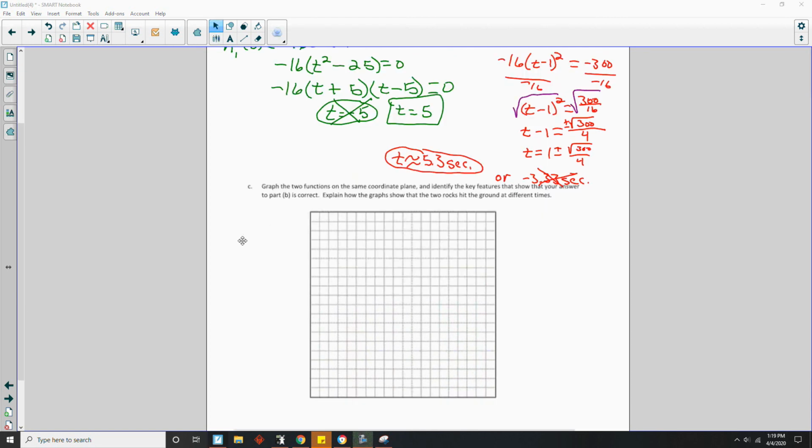Okay, part C says to graph the two functions on the same coordinate plane and identify the key features that show that your answer to part B is correct. Explain how the graphs show that the two rocks hit the ground at different times. Okay, so I'm just going to bring a finished product in because it's so hard to draw with this pen.